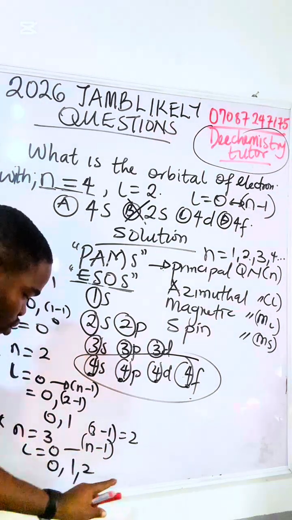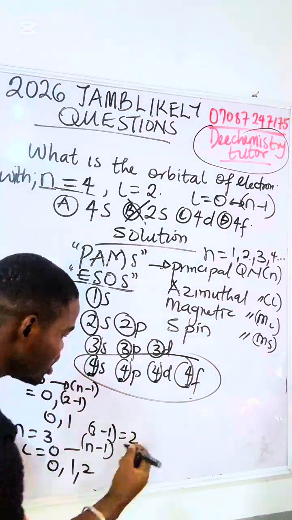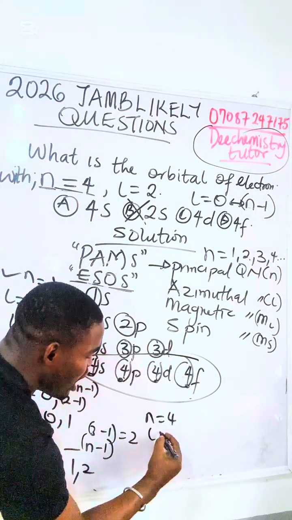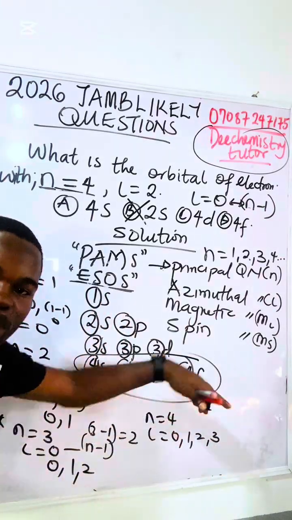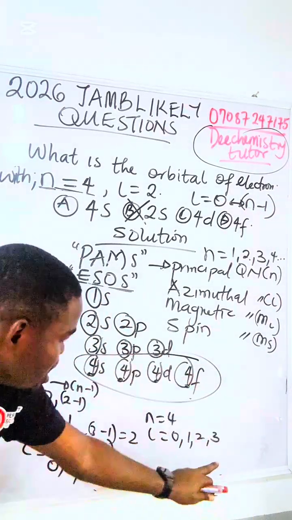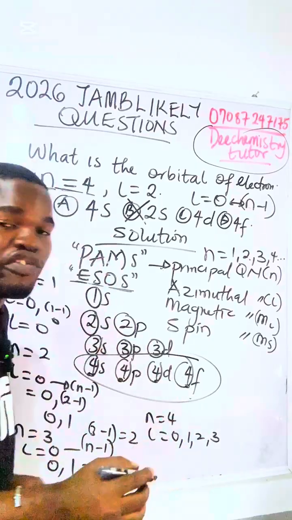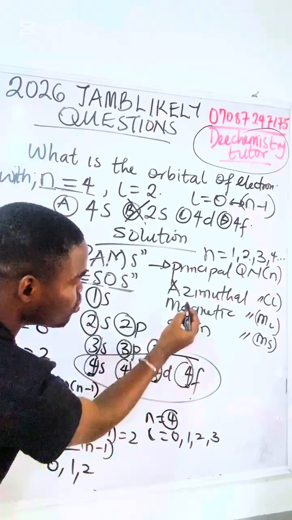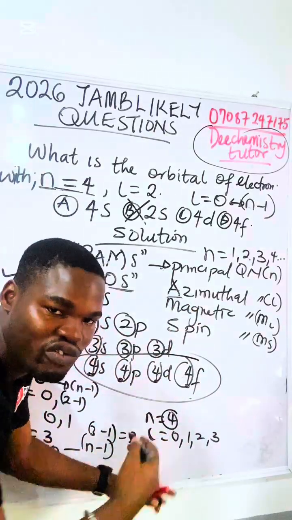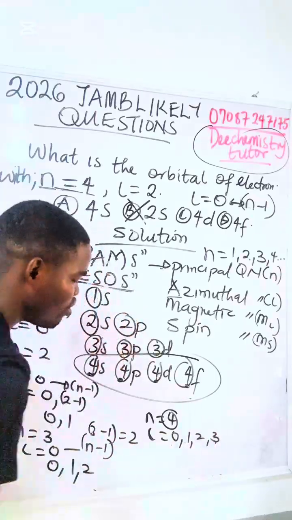So it is "to". If n equals 4, who can tell me the value of L? Easy. If n equals 4, L will be 0, 1, 2, 3, because n minus 1, which is 4 minus 1, is 3. That means the upper limit must be 3. That is very easy. In fact, another way I used to teach students is that since this is 4, the number of L, the azimuthal quantum number, must be 4. But it must start with 0. Look at it: 1, 2, 3, 4. But it must start with 0.